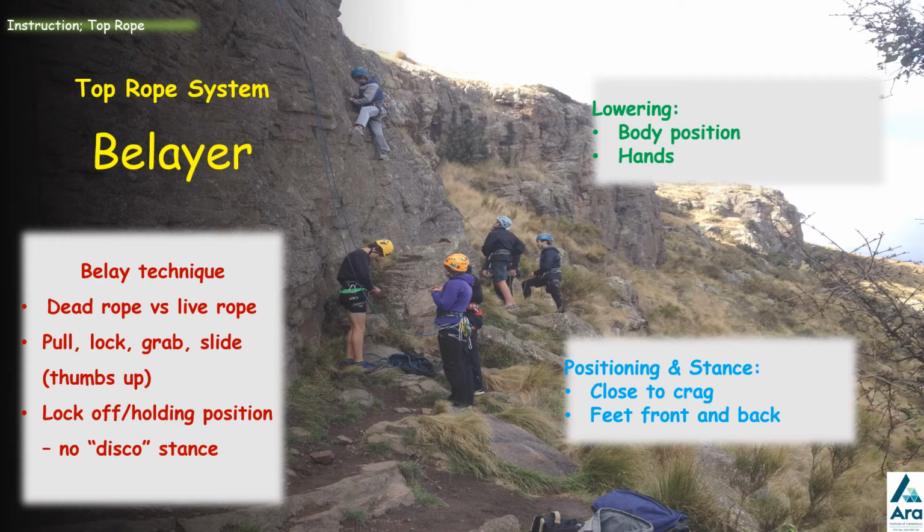The left hand has its thumb up, and no disco stances. So when they're waiting for the climber to move, they're taking the slack rope. They're not having that left hand high up on the rope. It's locked off next to the brake hand.